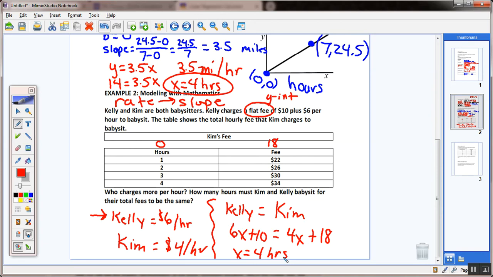Think of Kelly up here. What's 4 times 6? 24 plus the $10 fee. You're at $34. Okay, very good. Very good. Let's get into this calculator thingy. X is 4 hours here.